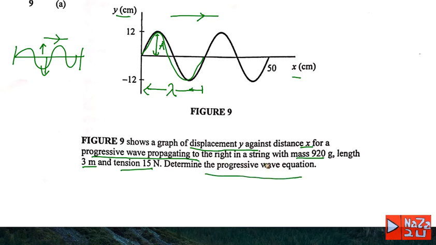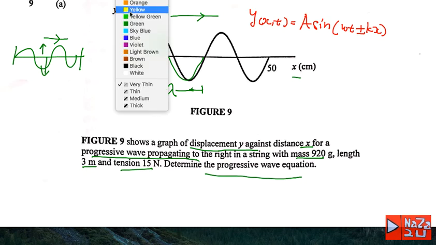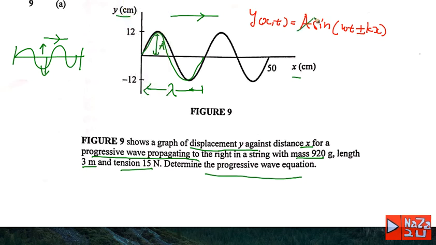So the general equation for progressive waves, as we know, is y as a function of x and t is equal to A sine(omega t plus or minus kx). So now the amplitude here is 12 cm, so this is 0.12 meter, converted to the SI unit, and this is sine.